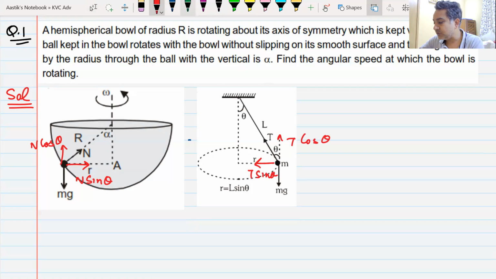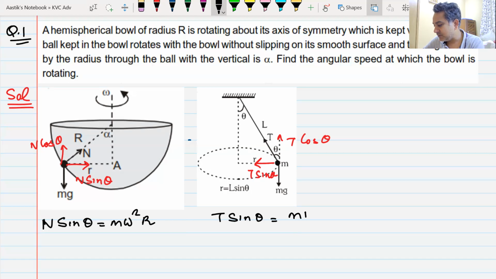So what you have to do here is just apply the equation in the centripetal direction. N sine theta is equal to mv square. They are asking you the angular velocity, so don't write mv square, right? M omega square r. Here I had written T sine theta is equal to m omega square r. Nothing has changed.